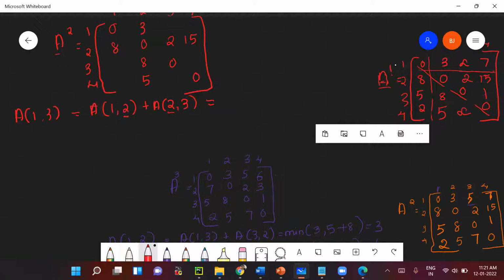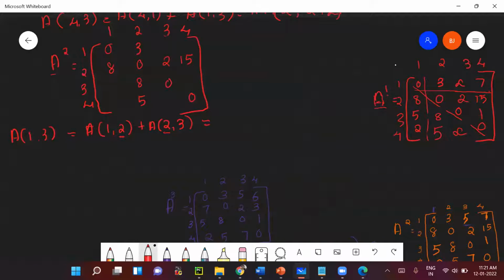A13 from the previous adjacency matrix is infinity, so we are going to find whichever is minimum: infinity, A of 1, 3, and A of 1, 2 is 3 plus A of 2, 3, which is 2. Which is minimum? 5, right? So we are going to update. Whenever I am doing this, if anyone is doing it parallelly, you can check whether it is correct.